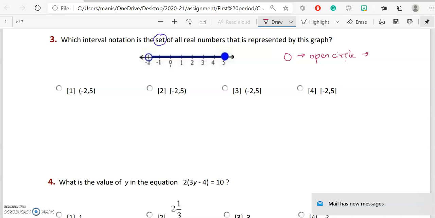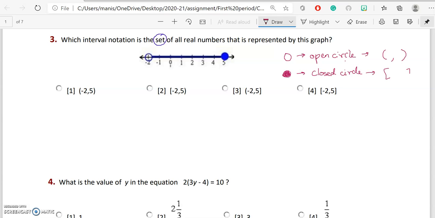And this is represented by either this parenthesis or this parenthesis. Whenever you see a circle like this, it is called a shaded circle or closed circle. This is called a closed circle. And you represent it by this bracket over here. So if I look over here, this is an open circle. This means my parenthesis will look like this. But this circle is shaded, so my bracket will look like this.